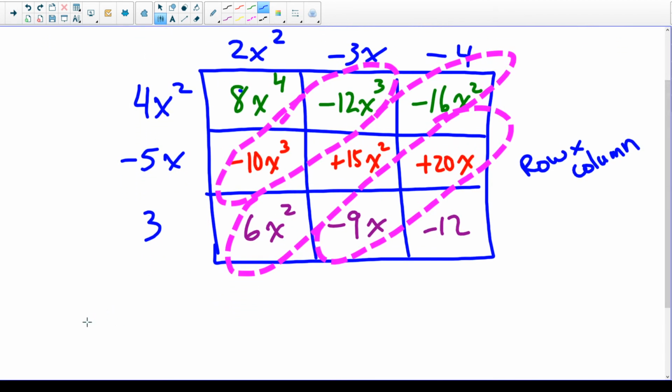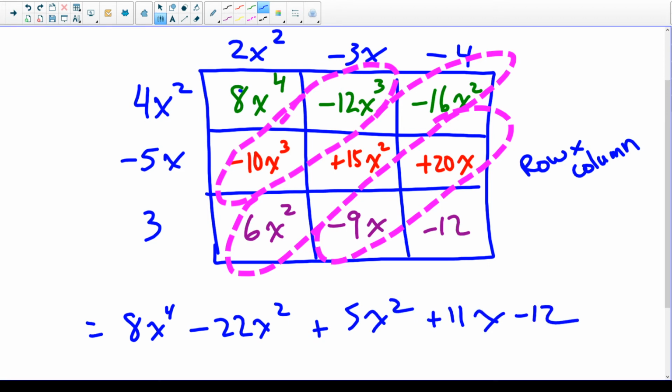Now we just group them up. So we've got our 8x to the power of 4, our negative 10x cubed minus 12x cubed is minus 22x cubed. Now, basically, this is 6 minus 1, because 15 minus 16 is negative 1. So 6 minus 1 is 5x squared. And then plus 11x minus 12.